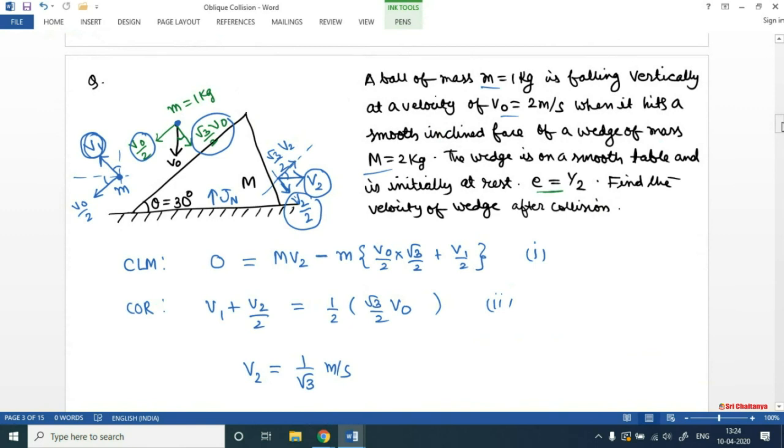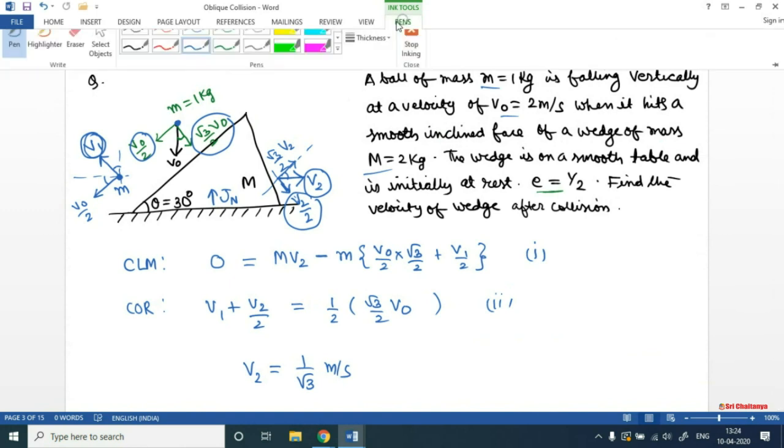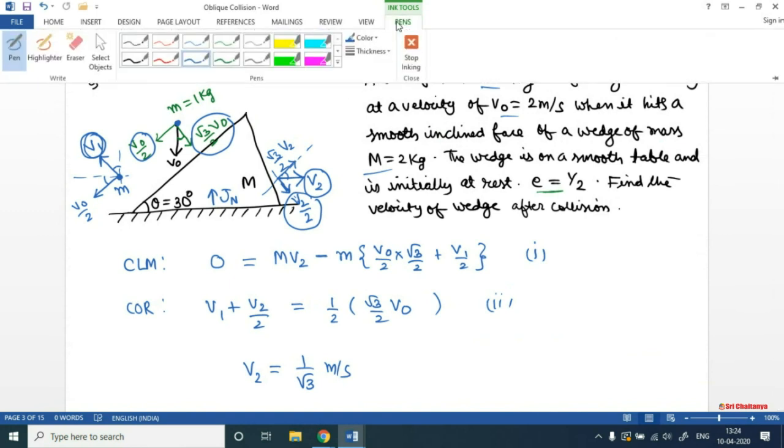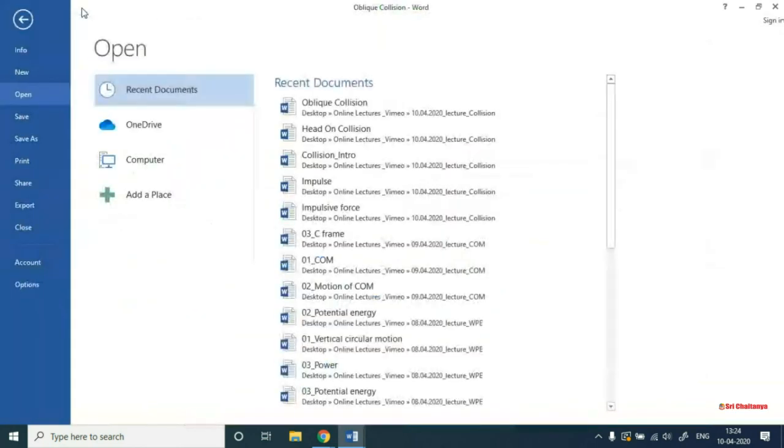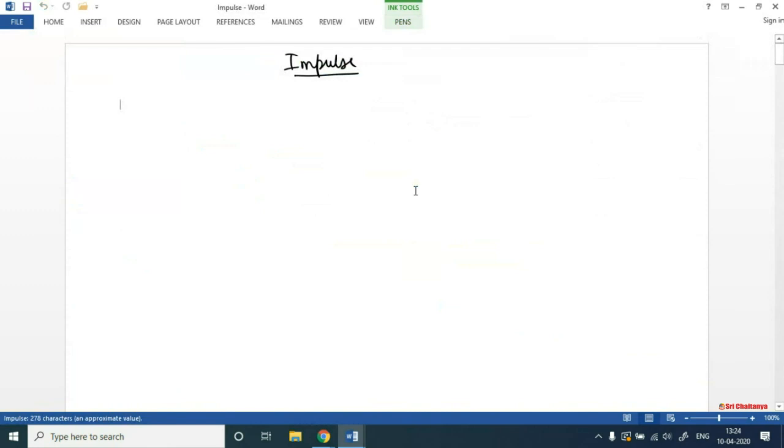Now let me discuss another important aspect, which is the involvement of impulsive force in the collision. Let's have some example of that nature. Let me open that file for you. The problem is related to impulse. For impulse, let's have some discussion of theory first.